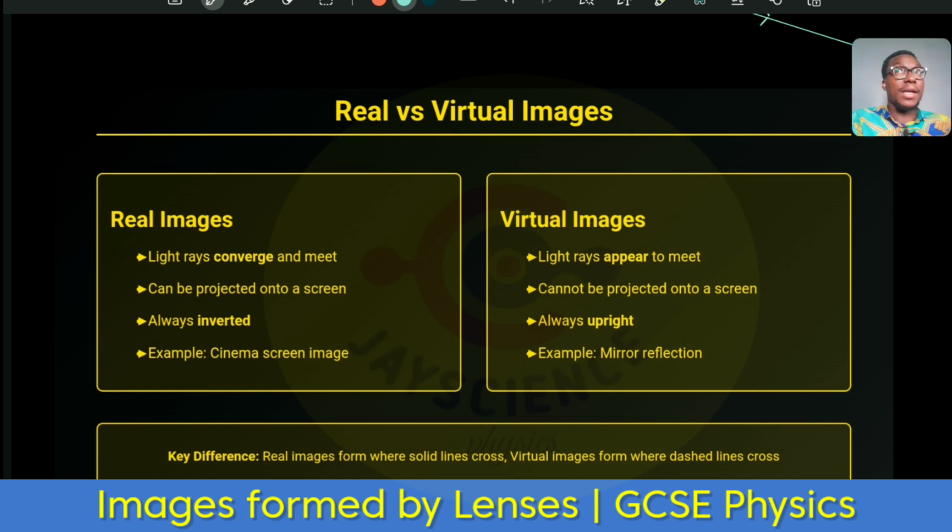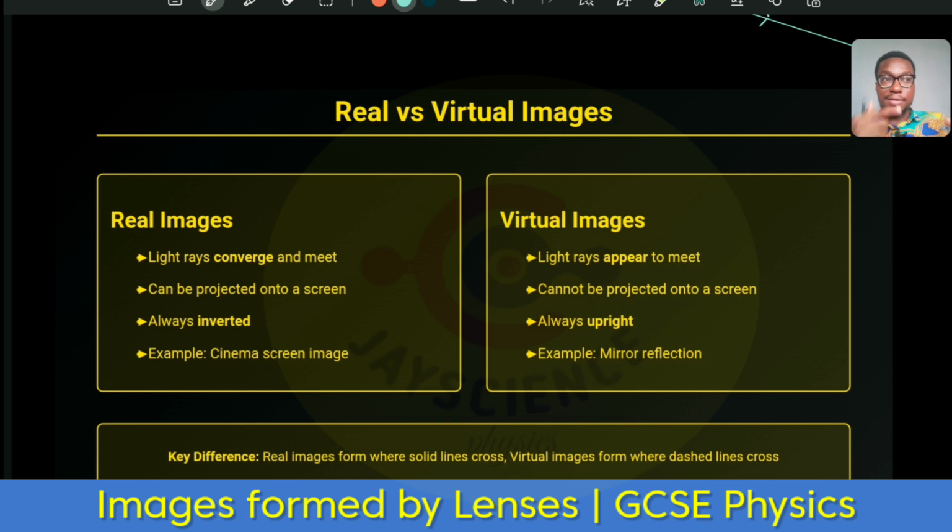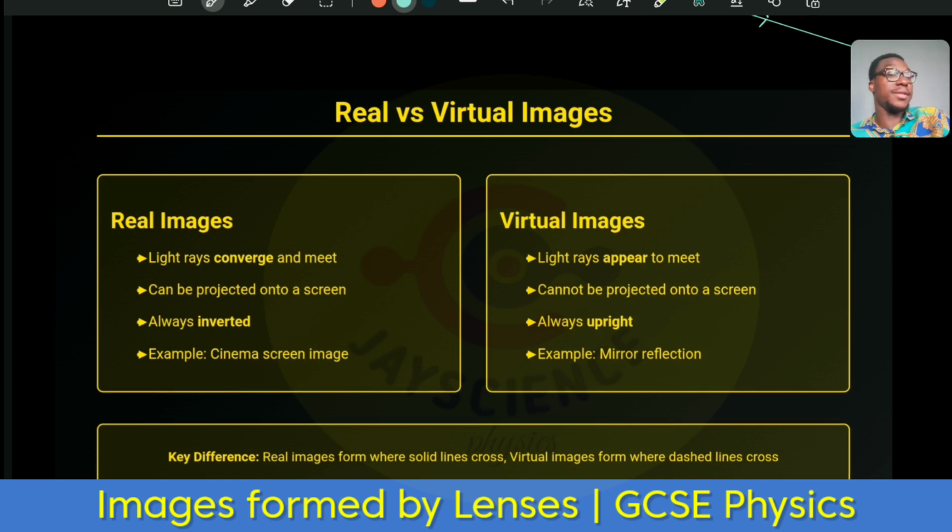Typical example, let's walk back to a mirror now, your plain mirror, the mirror in your house. You're standing in front of the mirror, you're looking at yourself standing upright. So any mirror you're looking at or any lens you're looking at, and your image is just standing upright, that's virtual. Remember that. Real images are always inverted, virtual images are always upright. How do we represent virtual images? We do that by using two dashed lines, or we could use one dashed line and one solid line that crosses. When we say line, we mean rays.